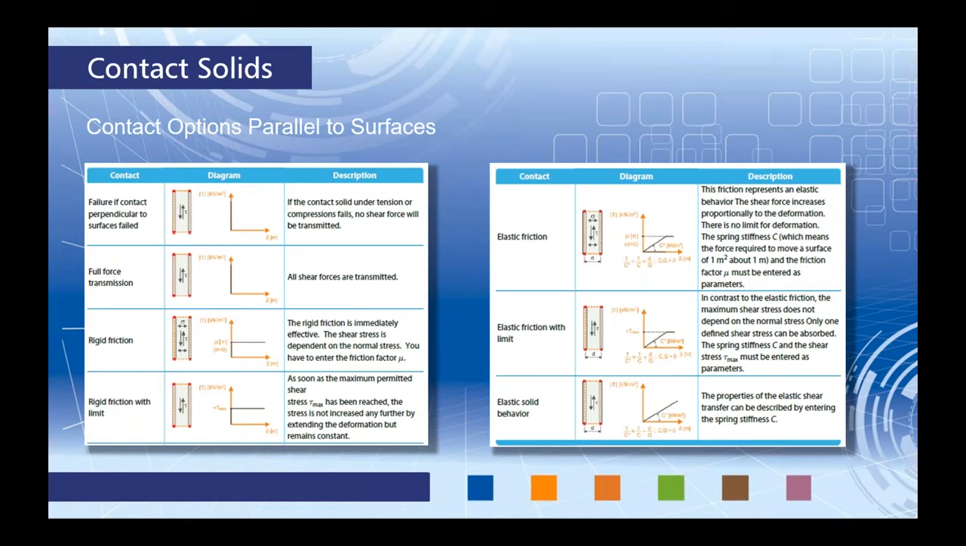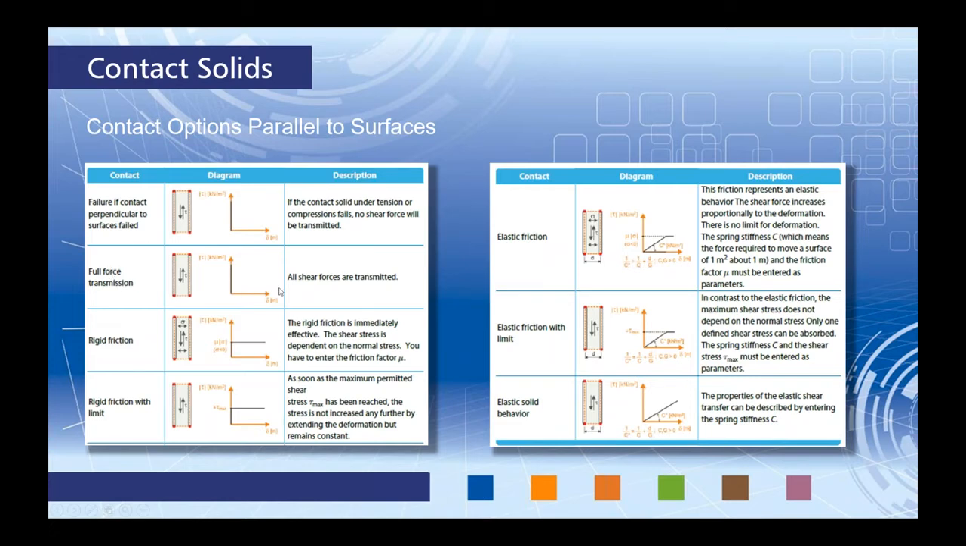Now this comes directly from our help file and it's the contact options parallel to surfaces. The first option is failure of contact perpendicular to our surfaces failed. So we just set the option for the perpendicular behavior that it would fail in tension. So the option parallel to surfaces then would also fail whenever we have tension within our plate. So it's just a relationship between those two behaviors.